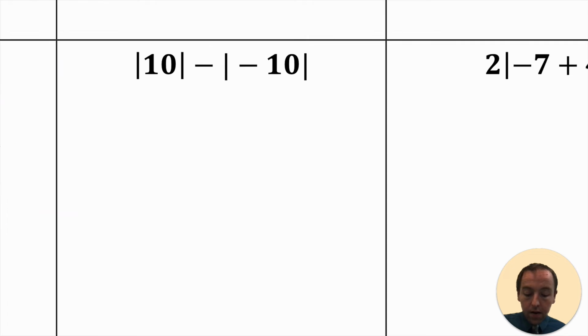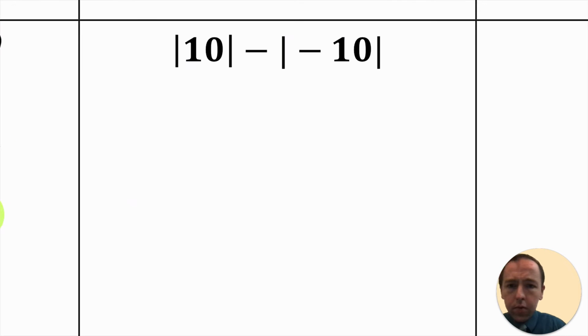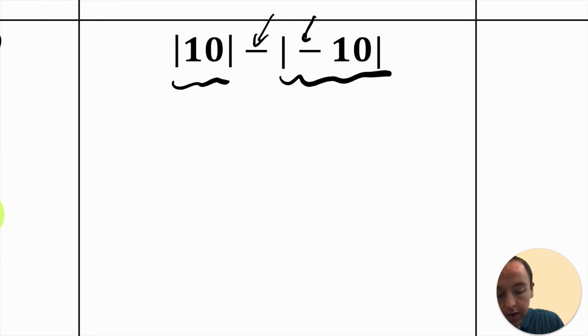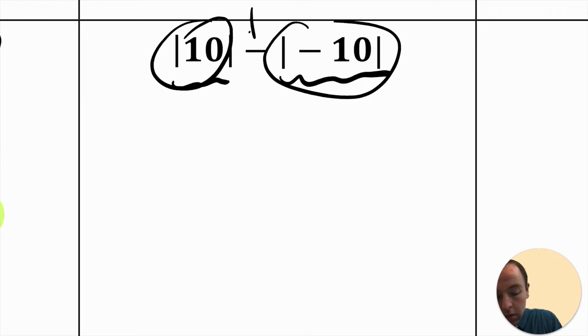All right, pretty straightforward right here. You just have absolute value of 10 going on, and then you also have a separate absolute value. It kind of looks like, oh, can we do negative and make it plus? And you can't, because again, grouping symbols have to happen first before that operation, which is a subtraction operation.